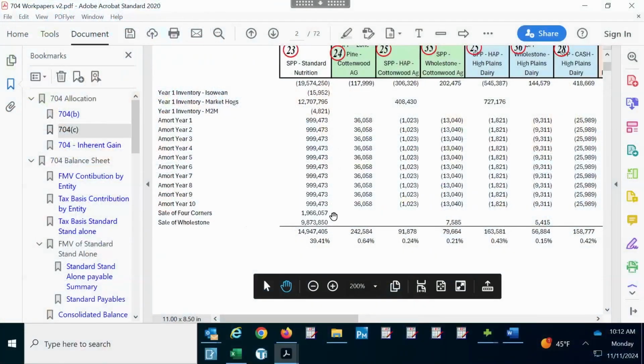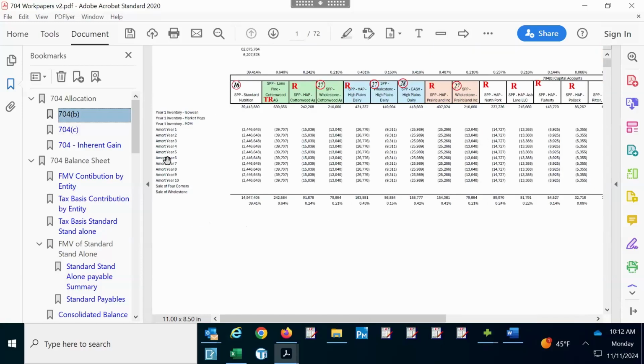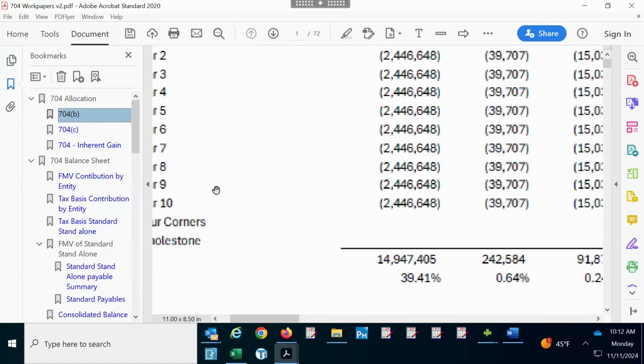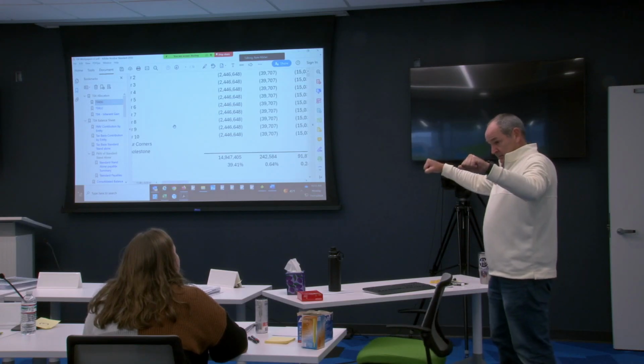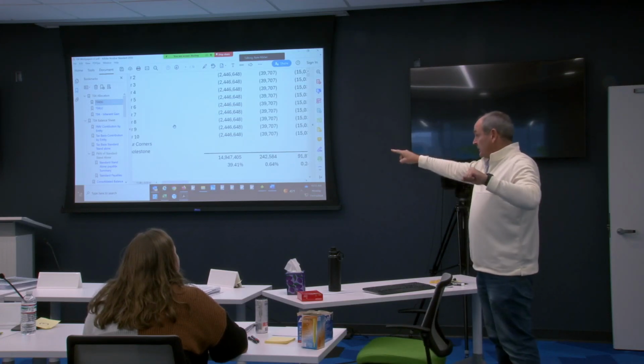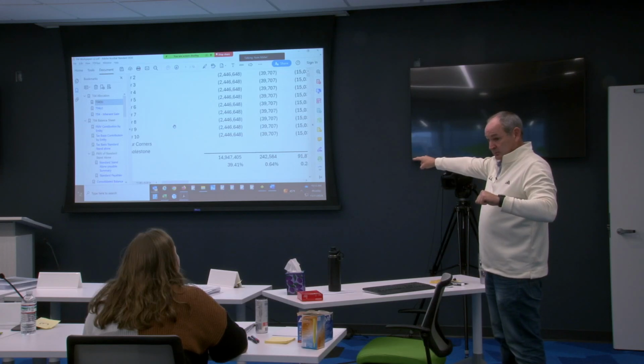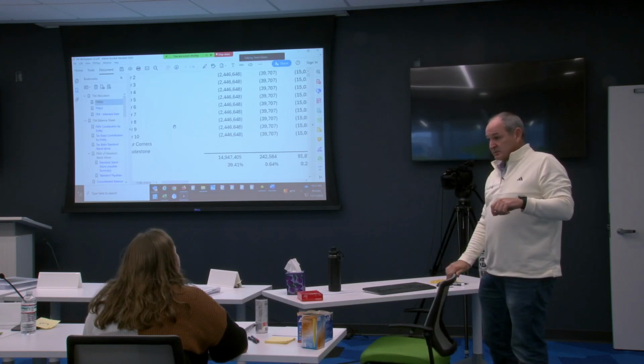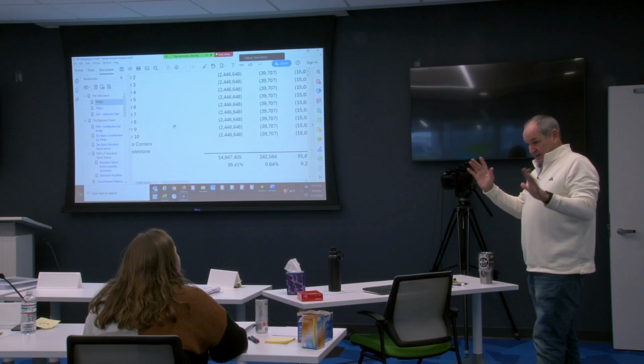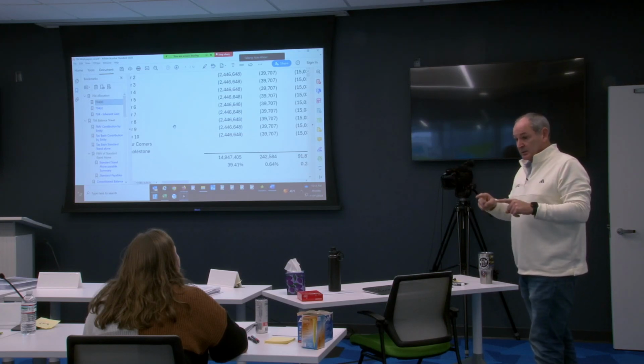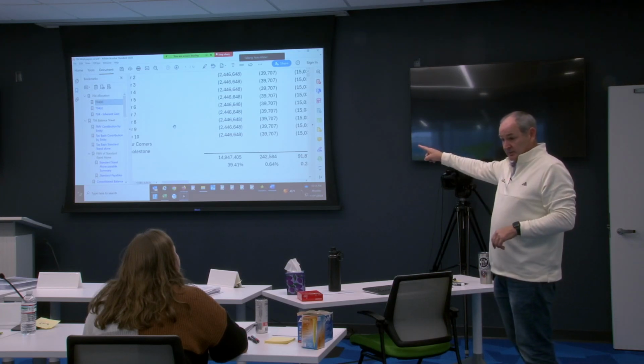So you'll notice on the standard piece, 14,947, and we're on the 704C tab, are we not? Okay. And if you go to 704B, 14,947. So not only on the 704C am I at 39% of my ending 704C capital, it equalizes out to my 704B account. So when you say, is there something in the work papers that says what we're supposed to do on an annual basis? Should be. And it should be something like this.